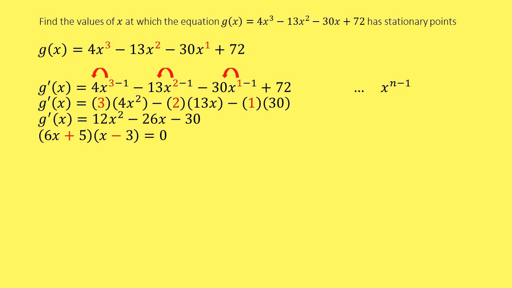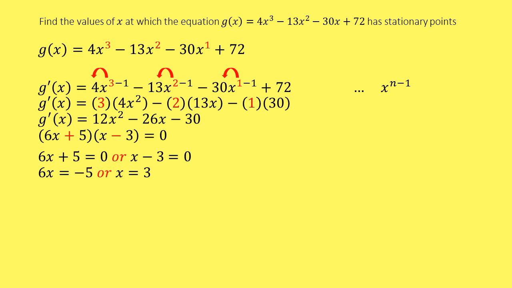Therefore, we factorize this quadratic equation and come up with 6x plus 5 multiplied by x minus 3 equal to 0. We have two possibilities here to find x. 6x plus 5 equals 0 or x minus 3 equals 0. To find one solution for x, we look at 6x plus 5 equals 0. We must minus 5 from both sides, which will leave us with 6x equal to minus 5.